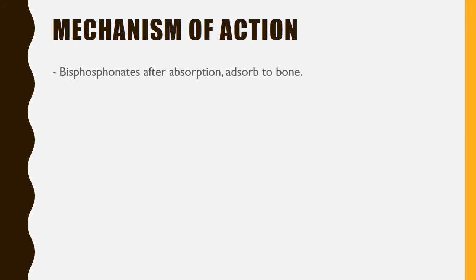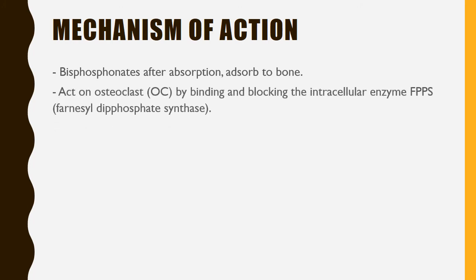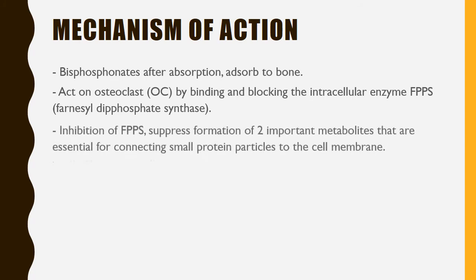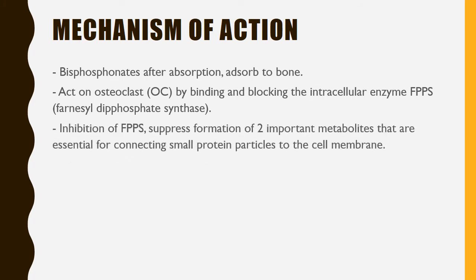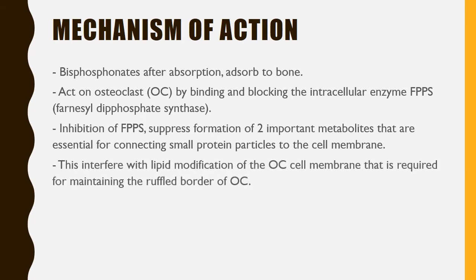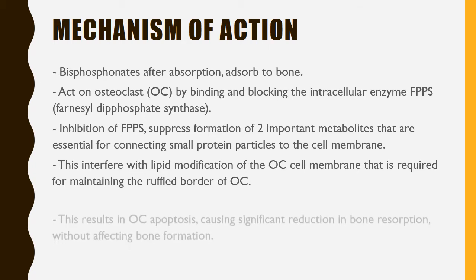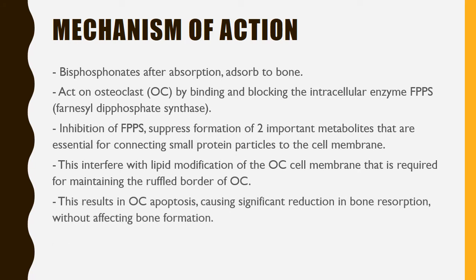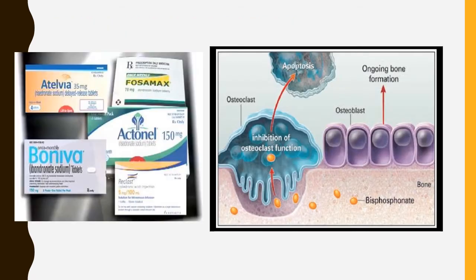Bisphosphonate, after absorption, adsorbs to bone. It acts on osteoclast by binding and blocking the intracellular enzyme FPPS. Inhibition of FPPS suppresses formation of two important metabolites that are essential for connecting a small protein particle to a cell membrane. This interferes with lipid modification of the osteoclast cell membrane that is required for maintaining the ruffled border of osteoclast. This results in osteoclast apoptosis, causing significant reduction in bone resorption without affecting bone formation.